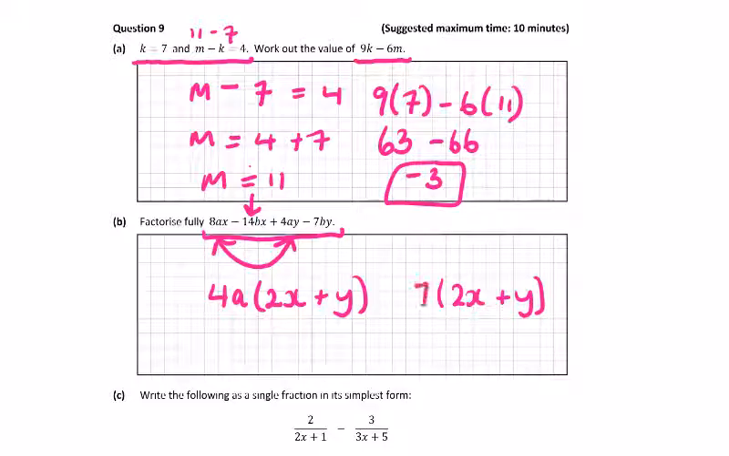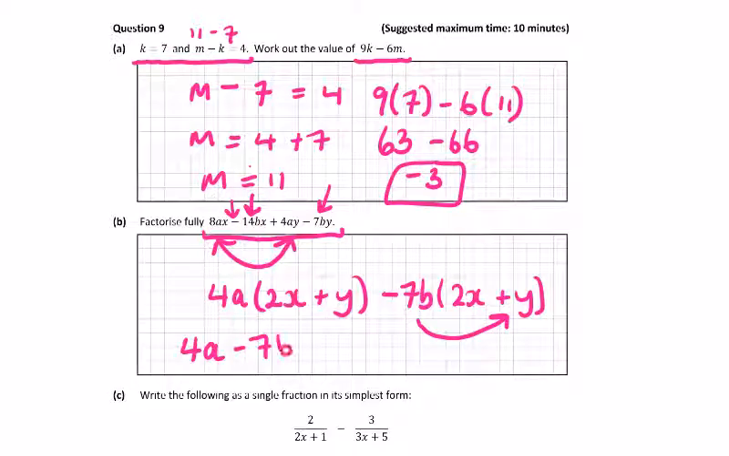Well, it's going to have to be 7 to give 14, and it's going to have to be b to give 14bx. So 7b, and it will be a minus because of the minus sign. And does minus 7b by plus y give minus 7by? You can see that it does. So to finish it off, we have both 4a and minus 7b to be multiplied by 2x plus y.